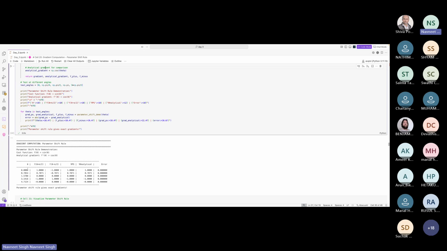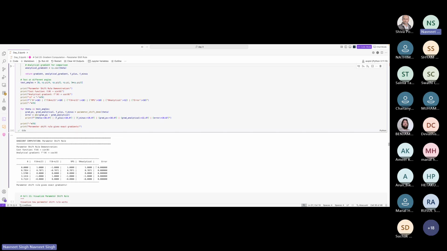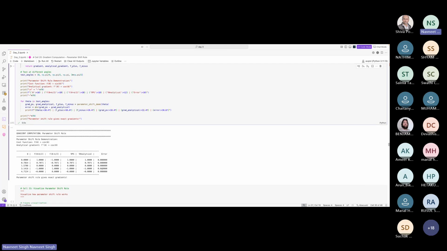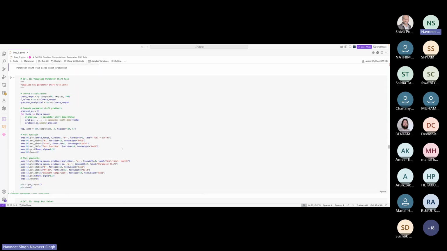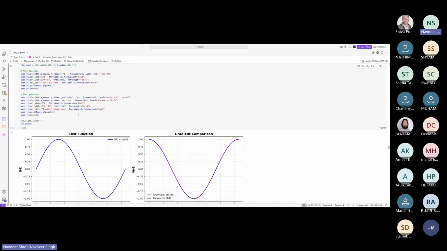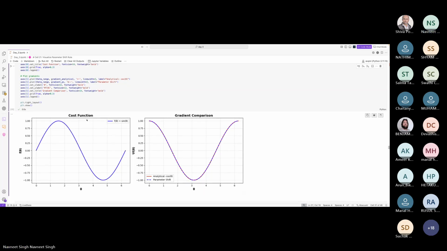We evaluate this circuit twice: once with the parameter shifted by pi by 2, and once with the parameter shifted down, basically rotated to the opposite side by pi by 2, and then we are showing these results. So this is generally the ideal case, but in noisy conditions you see a lot of errors. So this is how the parameter shift looks.